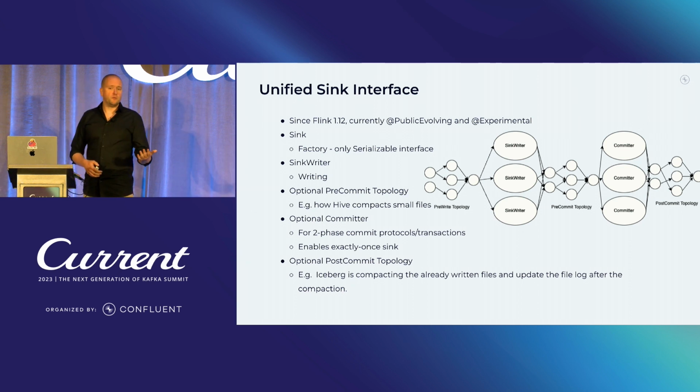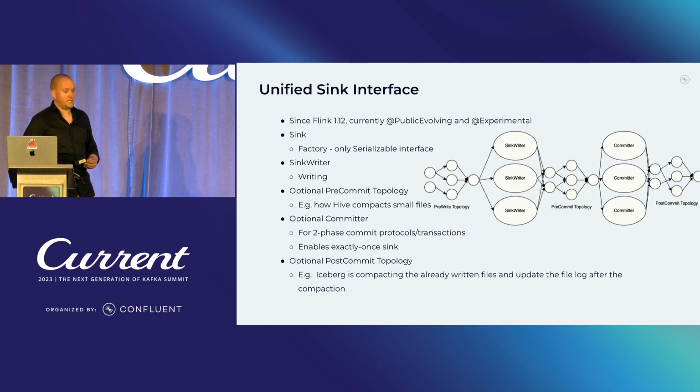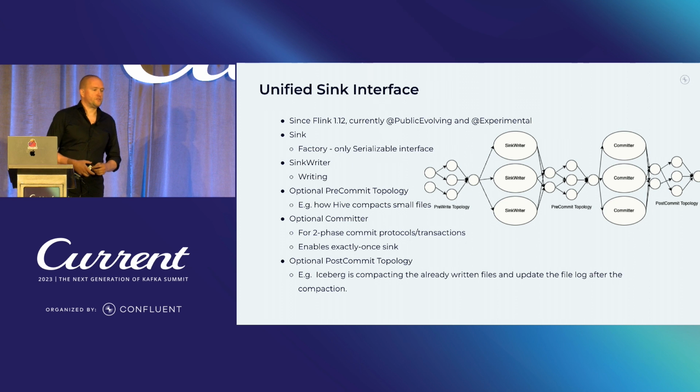By using a pre-commit topology, you could have that custom logic that actually compacts the file before it's being made visible in the metastore itself. So it's a way of basically improving your output from the system. The committer is a necessity in case you want to enable two-phase commit protocols or transactions, and it enables exactly-once sinks. So this is quite commonly used in the Apache Kafka connector and Pulsar and everything else.